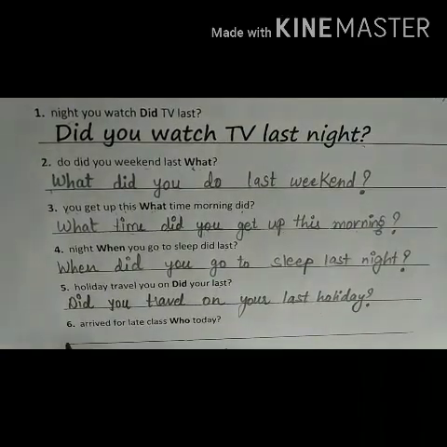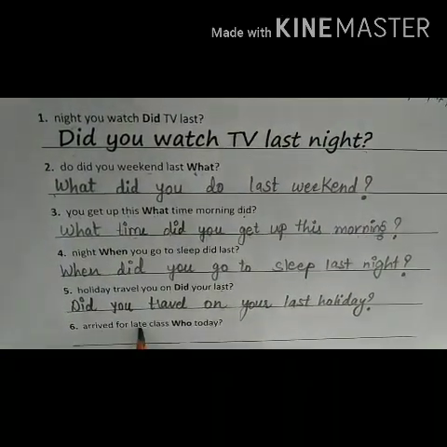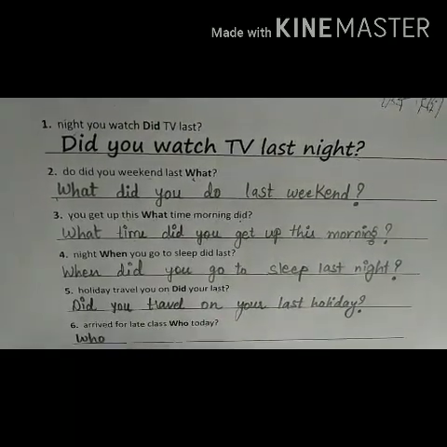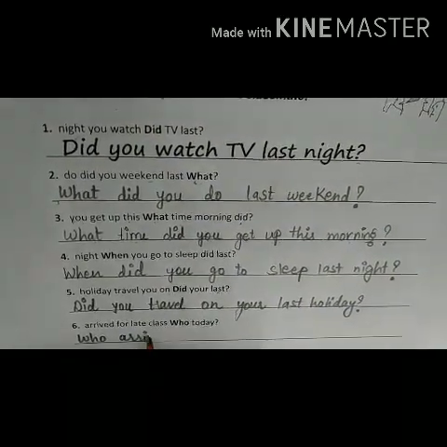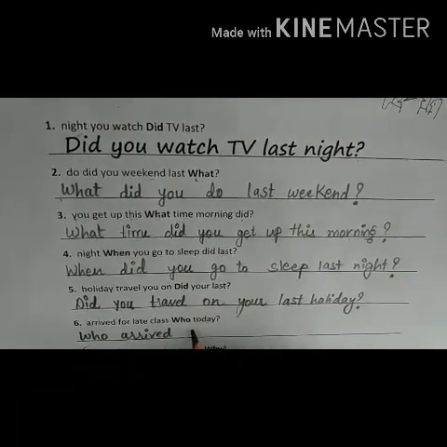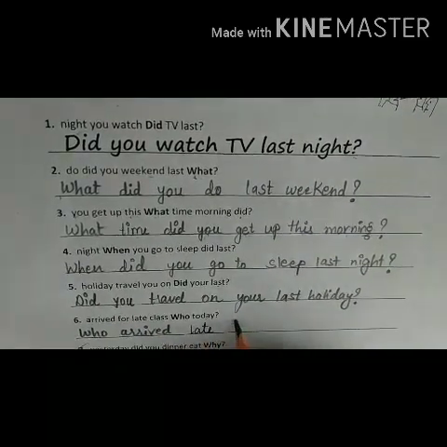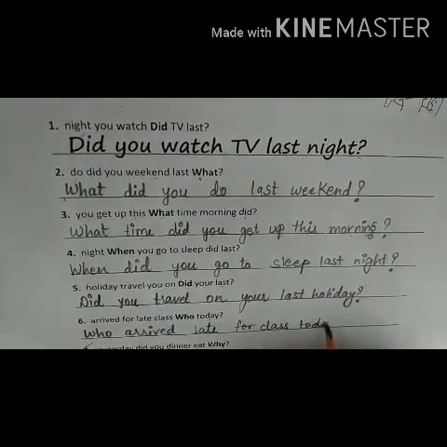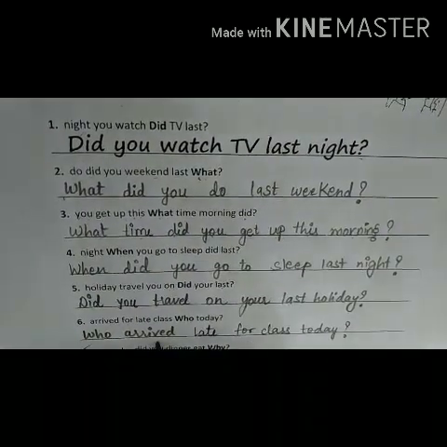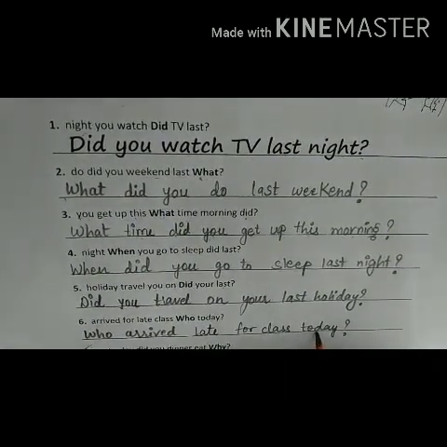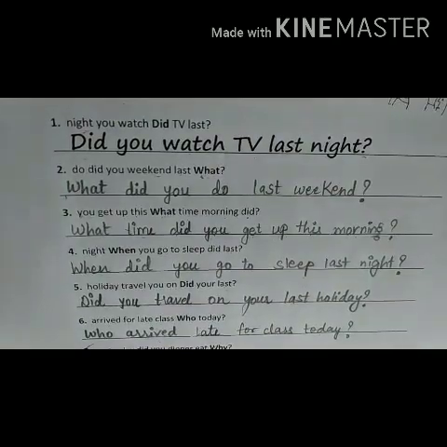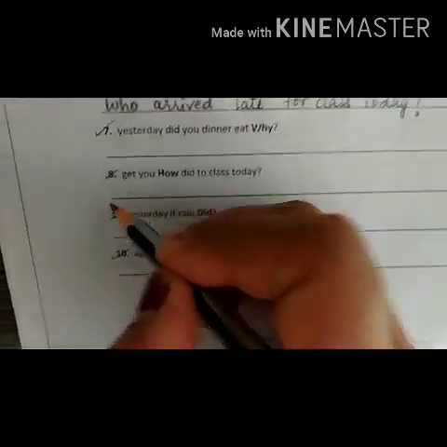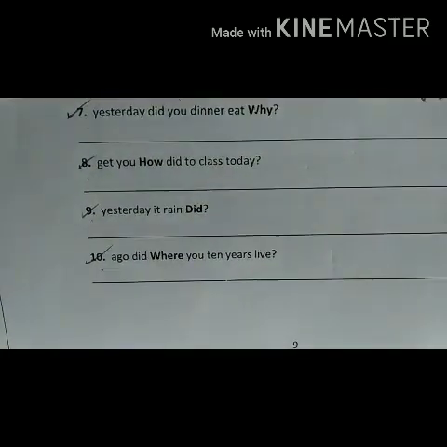Alright, let's see the sixth one. Arrived for late class who today? We will write who arrived late for class today. कौन लेट आया आज क्लास में? Who arrived late for class today? Alright, then question mark. Now question number 7, 8, 9 and 10 are your homework.